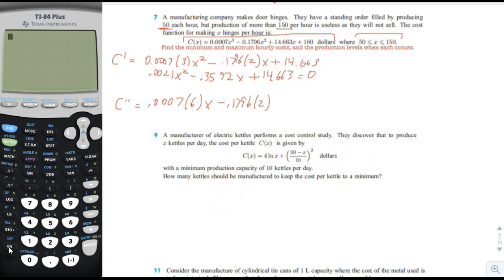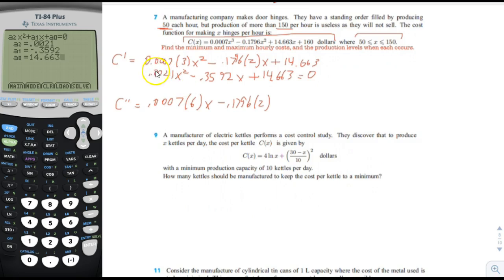Let's try poly-SMLT this time. Sometimes with these big numbers, poly-SMLT is easier because you don't have to sit there zooming out and things like that. So let's go to poly-SMLT, poly-root finder, and then we're going to say it's a second order equation. And then we're going to put in the numbers here. We're going to put 0.0021 for A2, negative 0.3592 for A1, and 14.663 for A0. So I'm going to put those in. Just pause for a second here.